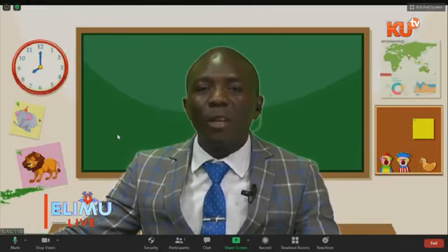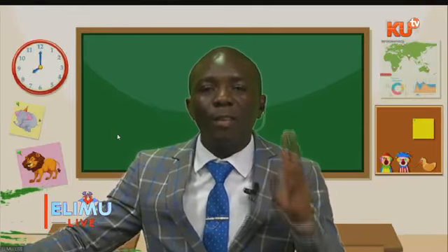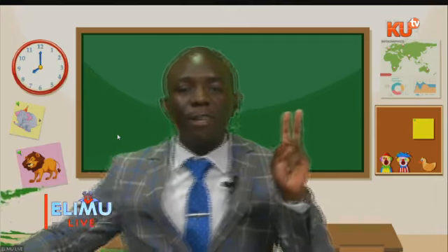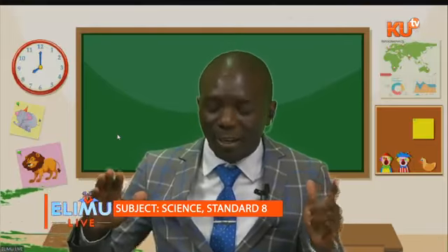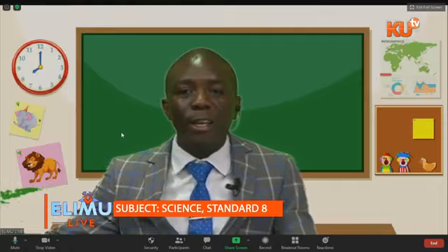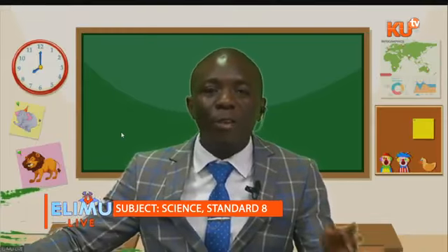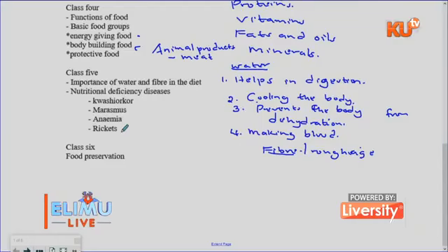When we come to minerals, the minerals we have are three. The first one we have is calcium. Calcium is the mineral that helps us in clotting of blood. So they can ask you, which mineral and which vitamin help in the clotting of blood process? We shall find it is vitamin K, and then you have calcium. Many learners go for iron, but iron helps in making blood. It does not help in clotting of blood.